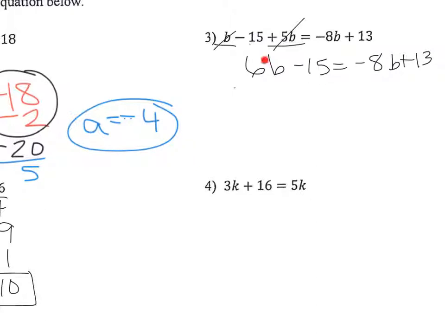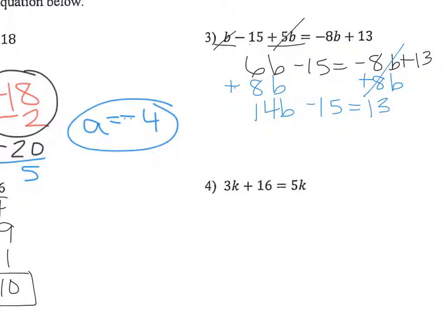Okay, see how I have b's on each side? I need to either get rid of this b, 6b, or this b. So what I usually do is I want to get rid of the negative. So I'm going to add 8b to each side. That cancels out. And I'm going to add 8b over here. So I'm going to have 14b minus 15 equals 13.